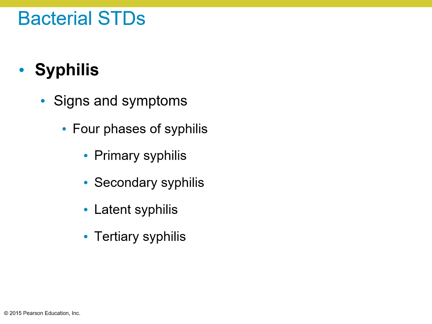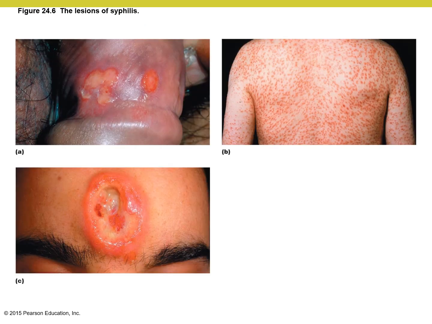And when it comes to the signs and symptoms, there are 4 different phases of syphilis. We have primary syphilis, secondary syphilis, latent syphilis, and tertiary syphilis. We're going to mention a little bit about each one of them.